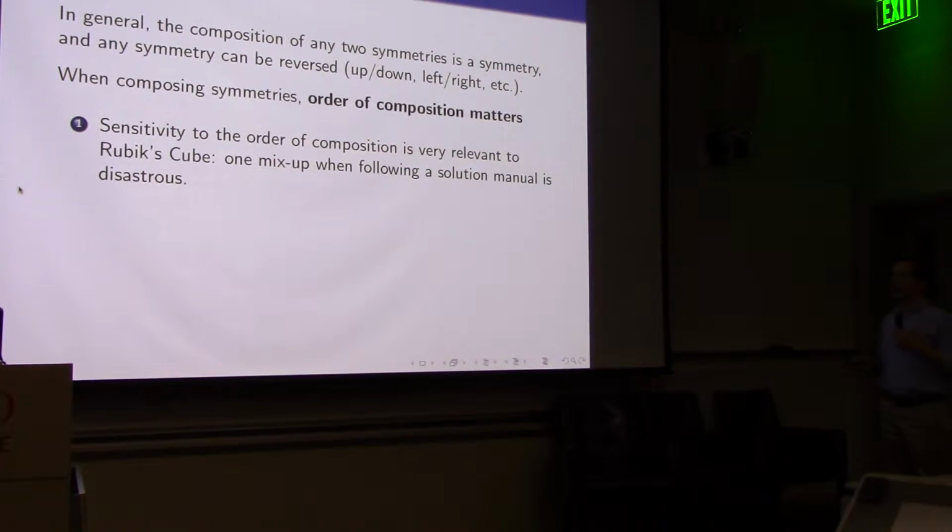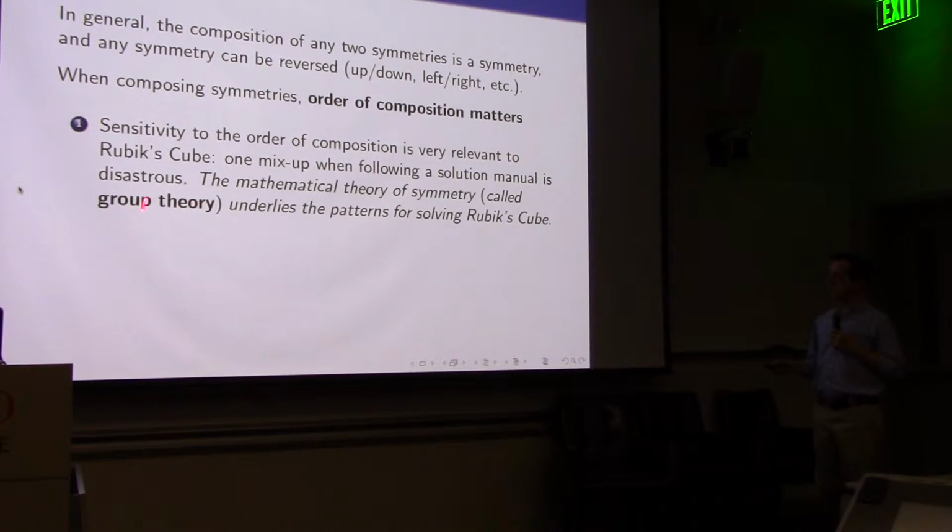So the order in which you compose symmetries with each other can have a big effect on the net result of that composition. And in fact, group theory is a huge subject in mathematics, which is exactly concerned with understanding, among other things, how you can work with symmetries and understand the effect of order of composition. And all patterns that are involved in solving Rubik's Cube are in fact completely explained by group theory.